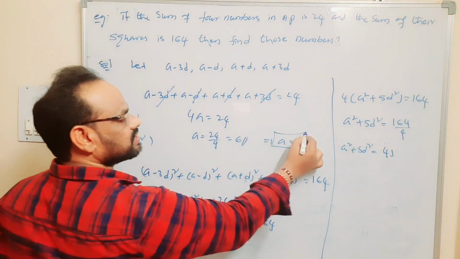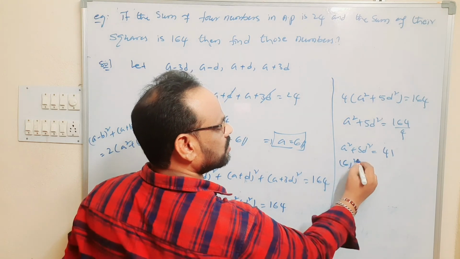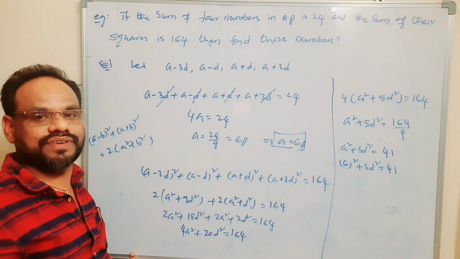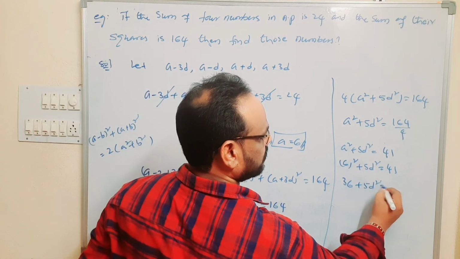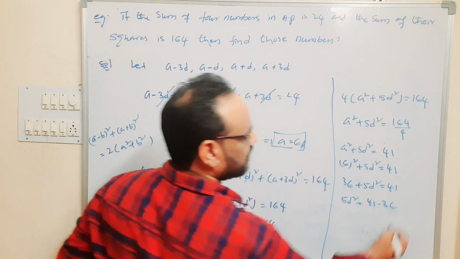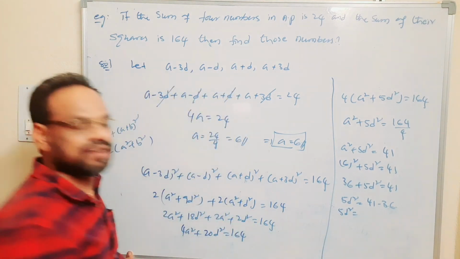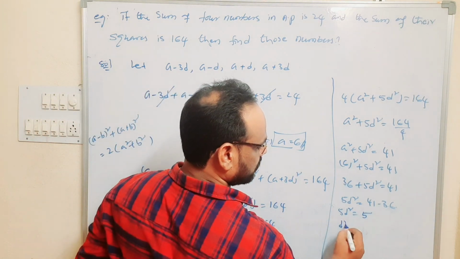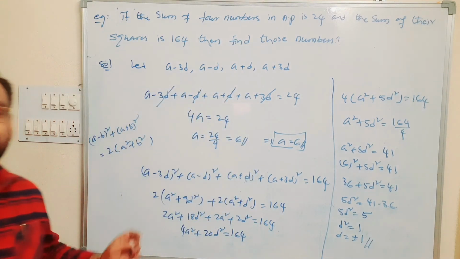We know the a value is 6. Substitute the a value 6, and we get the d value. So 6 whole square plus 5d square is equal to 41. 6 whole square is 36. 36 plus 5d square is equal to 41. 5d square is equal to 41 minus 36, that is 5. So d square is equal to 1, d is equal to plus or minus 1. The d value is plus or minus 1.